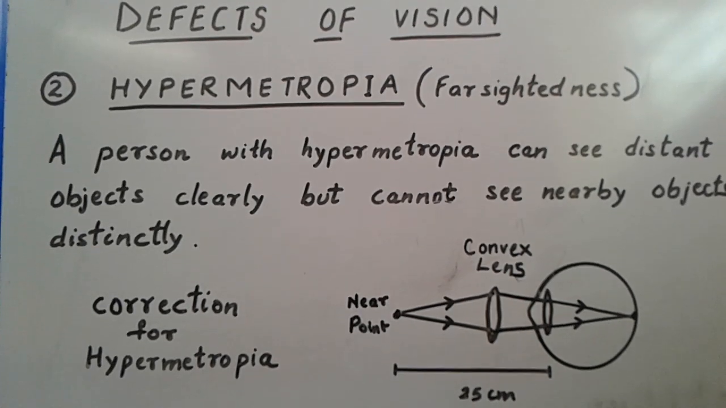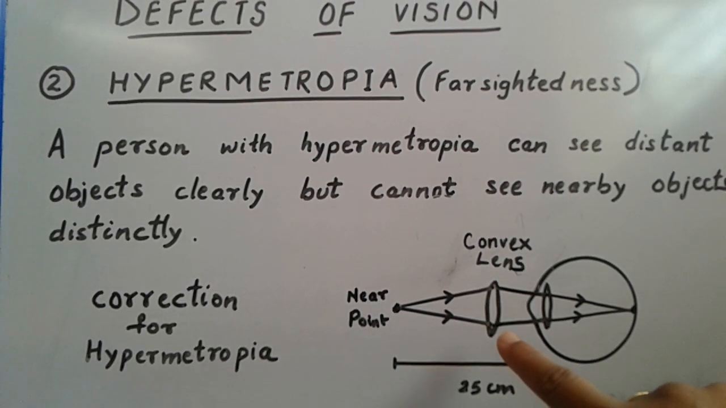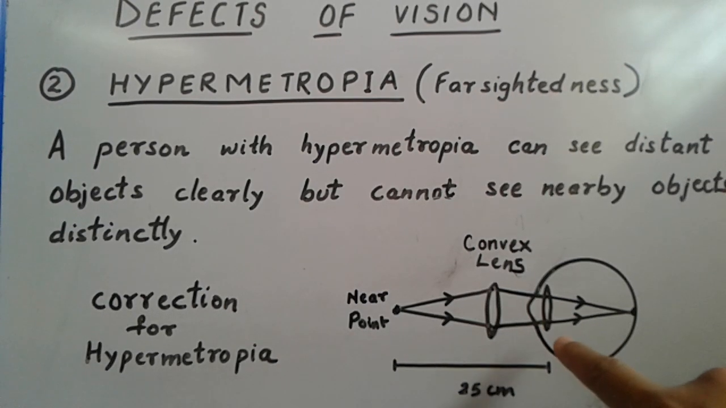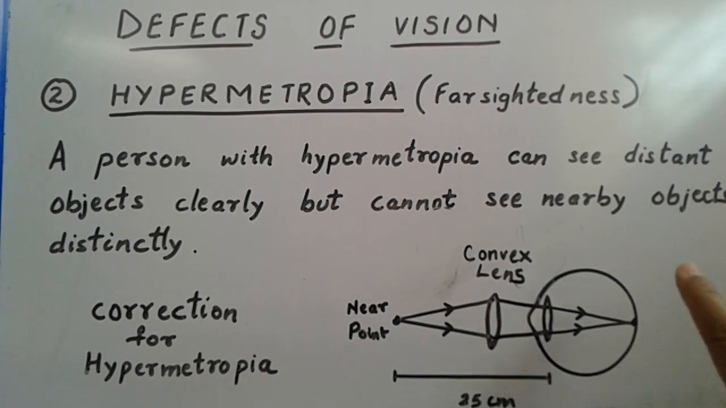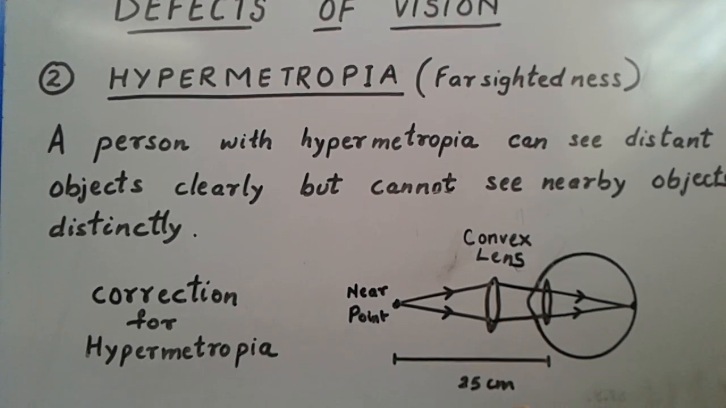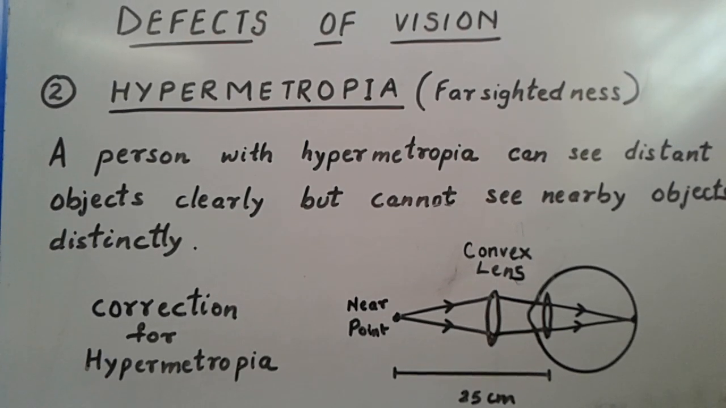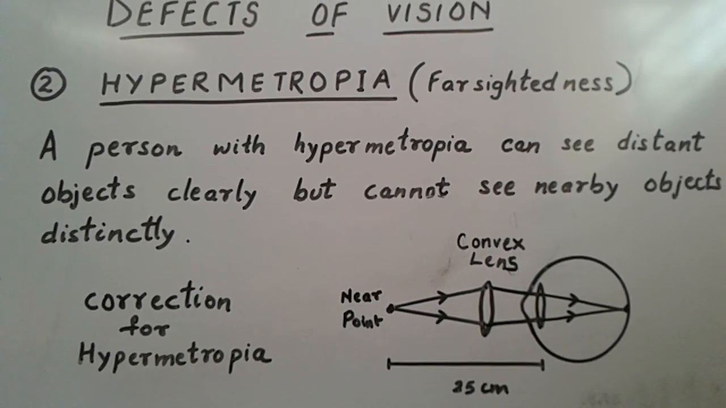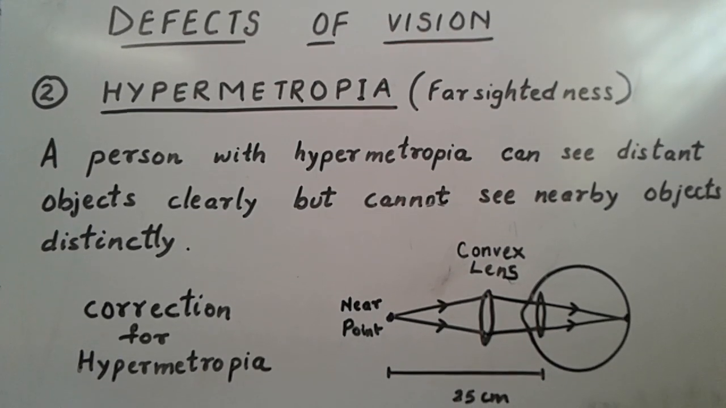So what happens, the ray when it starts from the near point and hits the convex lens. Since it is a converging lens, it converges the rays to the eye lens. Now the eye lens again converges it, and this time the image is formed at retina. So with a distance of 25 centimeter, now the person will be able to read or write properly. Earlier that person was not able to do so, but now, with the help of the proper power of convex lens, the person will be able to read and write properly. So this is how hypermetropia is corrected.